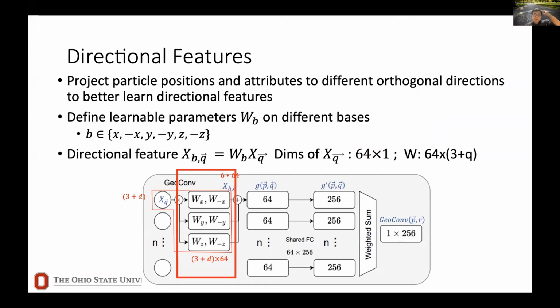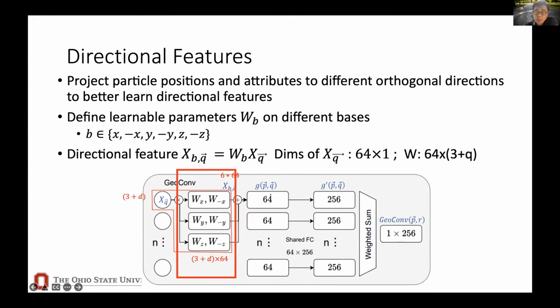So I gave you a high level idea, but I want to remind you with a little more detail. Every particle has 3 plus d dimensions. They all share a matrix to decompose the information into 6 dimensions: x minus and plus, y minus and plus, z minus and plus, and this is trainable. When you convert the 3 plus d into 6 vectors, I'm going to combine the 6 vectors into a single 64.